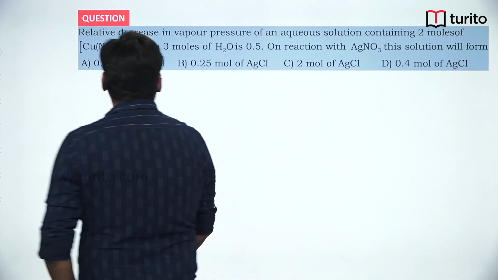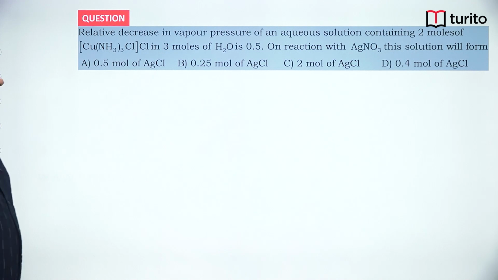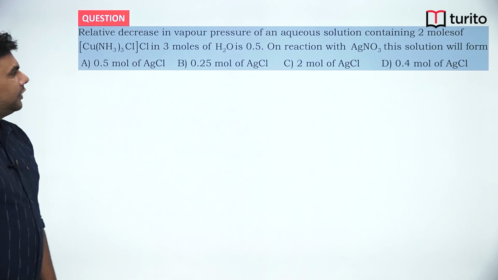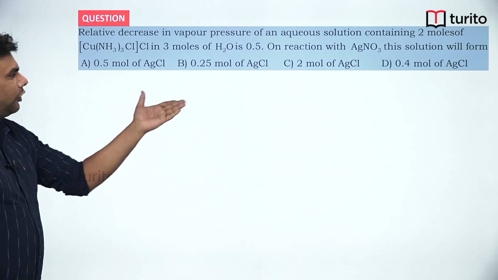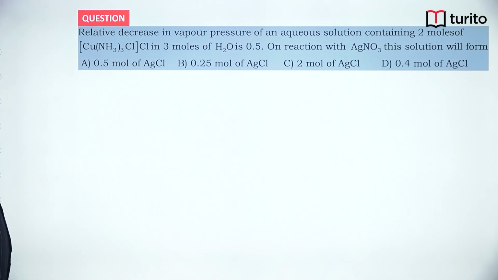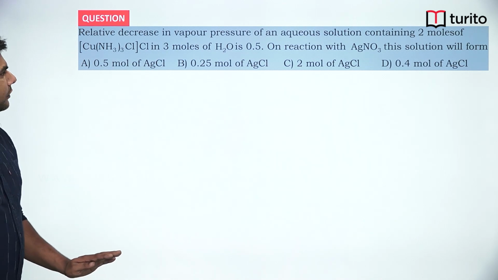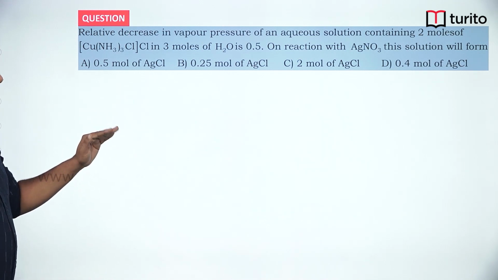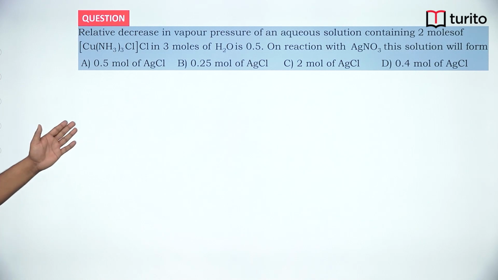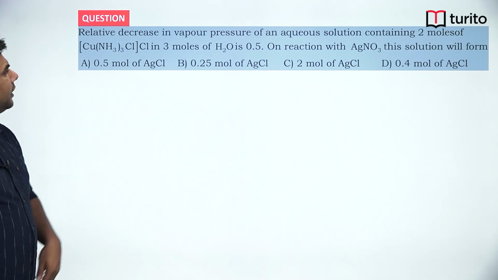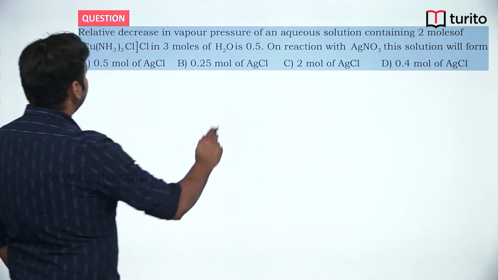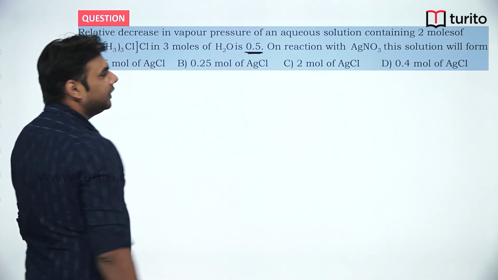So this says that the relative decrease in vapor pressure of an aqueous solution containing 2 moles of this complex in 3 moles of water is 0.5. On reaction with AgNO3, this solution will form how many moles of AgCl? So first let us calculate, because it is telling us the decrease in vapor pressure. On reaction with AgNO3, this solution will form... So this data is basically given to us to calculate the Van't Hoff factor.